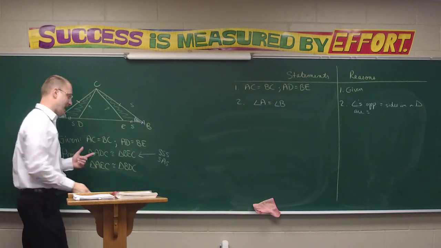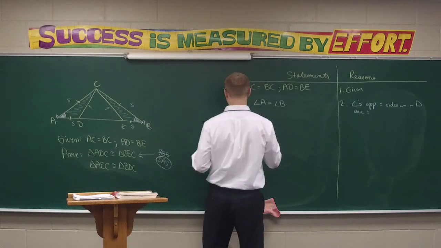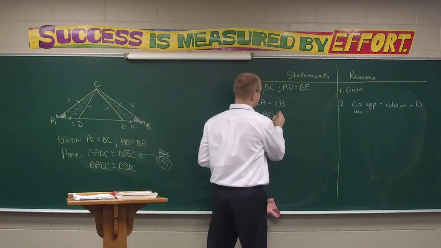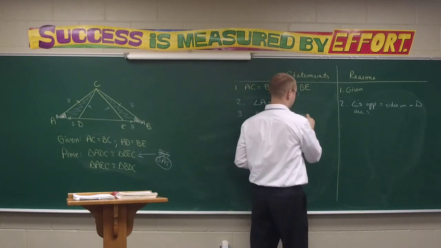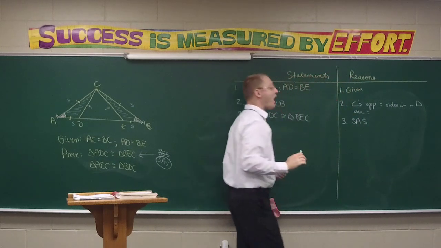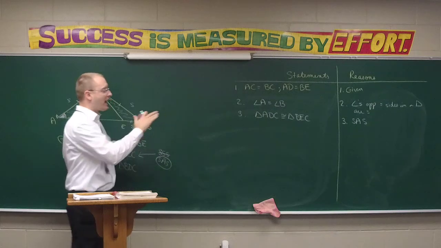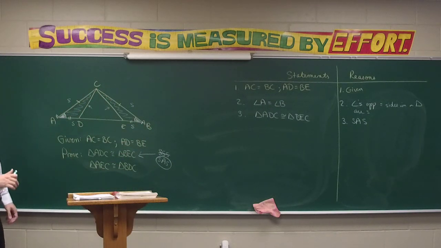And if you did, there's your side, angle, side. And we've got number 3, the first thing we want to prove. Triangle ADC congruent to triangle BEC by side, angle, side. I am hopeful, okay, we should have gotten this far. At this point, we should have made it this far. Let's see about the next part.